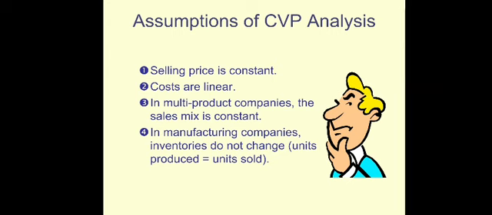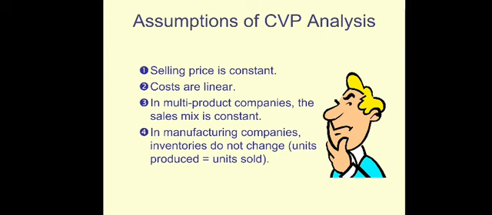Okay, in multi-product companies, the sales mix is constant. So actually, CVP analysis can be used for analysis of companies with several products. But for ACT3110, you learn only about companies that have one product, single product business. But actually, if you check the textbook in the library or somewhere else, you will see that CVP analysis also can be used in companies that produce several products.